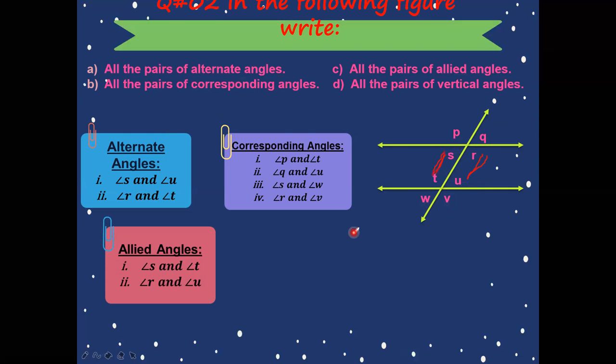Okay. Now the last one is vertical angles, and I have already explained this topic in great detail during your in-person classes. So you know what the vertical angles are here. Can anyone tell me? Yes.